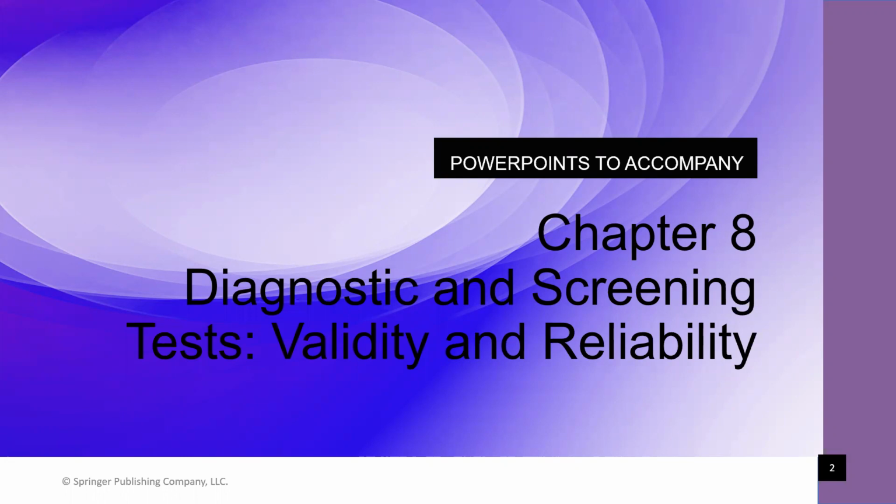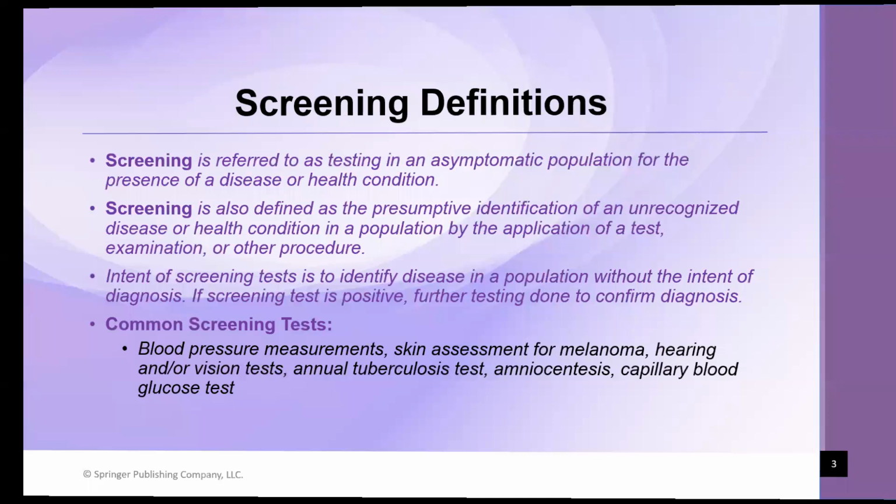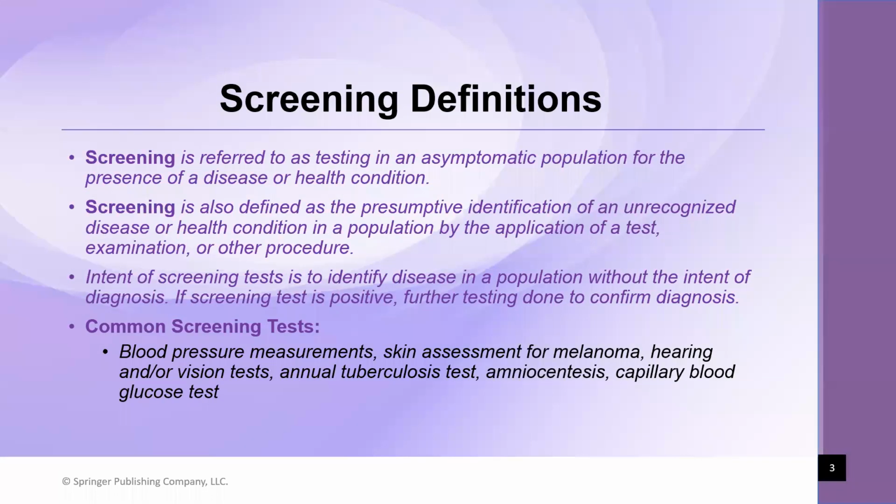Today in Chapter 8, we're going to talk about diagnostic and screening test reliability and validity. When we talk about the definitions of screening, basically what we're doing is taking people who don't have any symptoms of a condition and testing them for the disease or possible health condition. Testing consists of screening and diagnostic testing. Sometimes they are the same thing as secondary prevention, and they're a critical component of surveillance systems within our healthcare system.